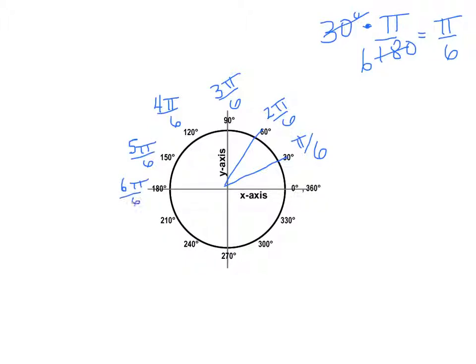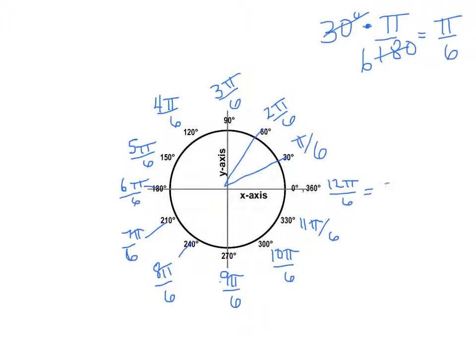6 pi over 6, 7 pi over 6, 8 pi over 6, 9 pi over 6, which can also be written as 9/6 pi, 10/6 pi, 11/6 pi, and 12/6 pi.